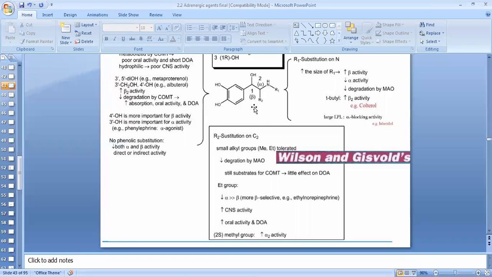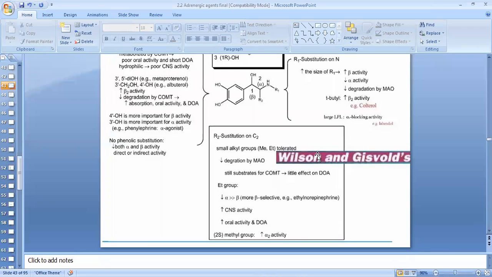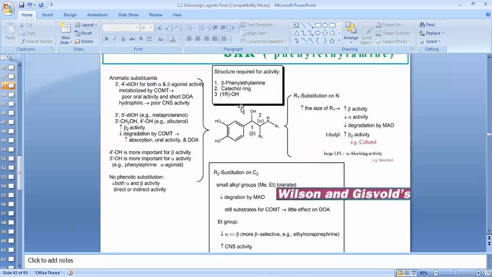See, this is the significance of the different substitutions on this R group. Here, we have discussed the importance of substitution by different functional groups on the R group, R1 group, and different substitutions on the R2 group. Now we are discussing the significance of this ring.